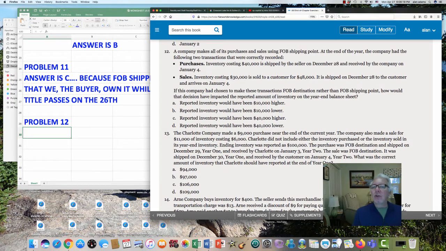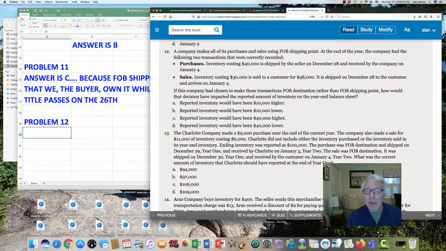A company makes all purchases and sales FOB shipping point, okay? That means whenever we buy something, we own it when it's on the truck. For sales, shipping point means whenever we sell something, as soon as it leaves our place while it's on the truck, the customer owns it. Now that's what we normally do, and that's what those first two sentences mean.